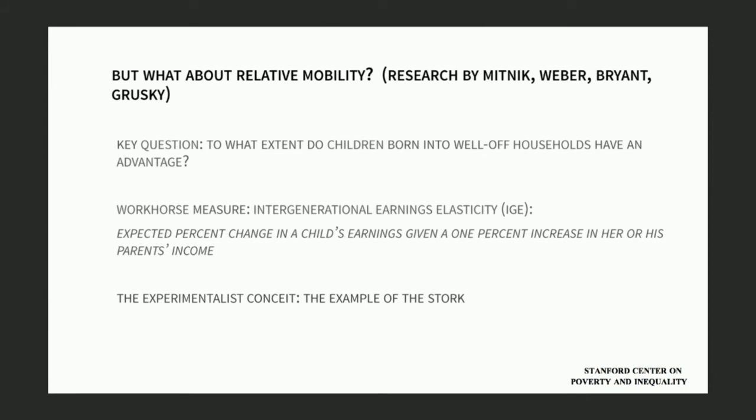If the elasticity is 1, it means that you can expect a full 1% more yourself as a child by virtue of being dropped into that household in which the parents make 1% more. If it were 0 instead, which would be the American dream, it would mean it wouldn't matter where the stork drops you. Your expected earnings would be the same in either of those two households. This is a fundamental measure of the extent to which there's relative mobility.